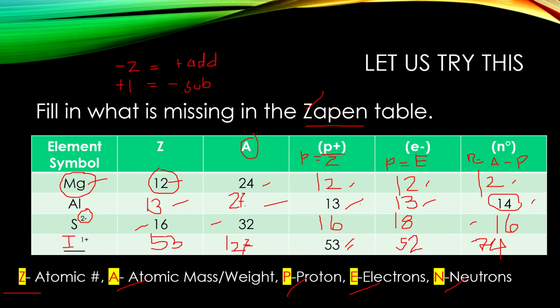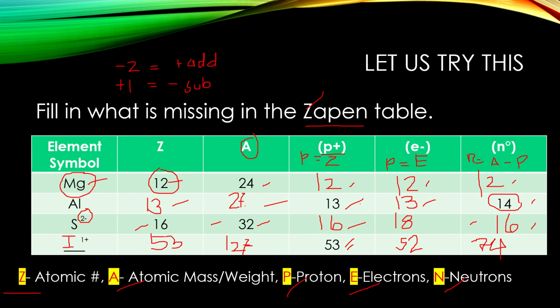So how can we get the neutron? The same process. You're going to subtract the atomic mass. So the atomic mass of sulfur is 32 minus the proton. The proton is 16. So 32 minus 16, the neutrons are 16. Again, how can we get the neutron? Atomic mass minus the proton.